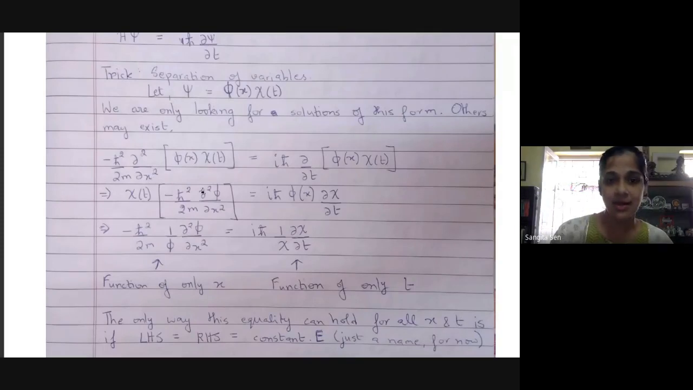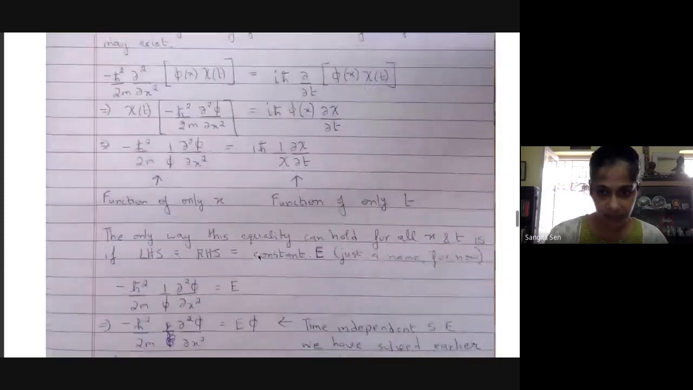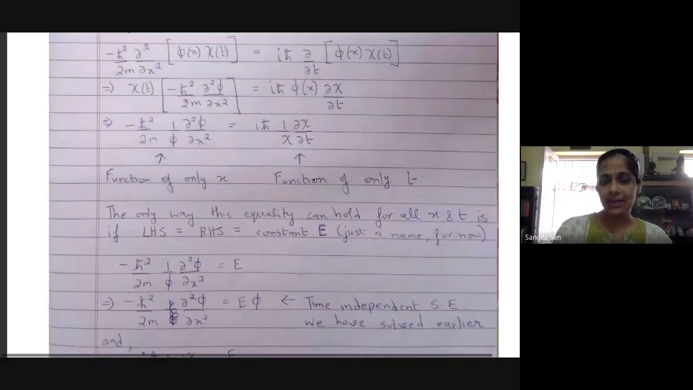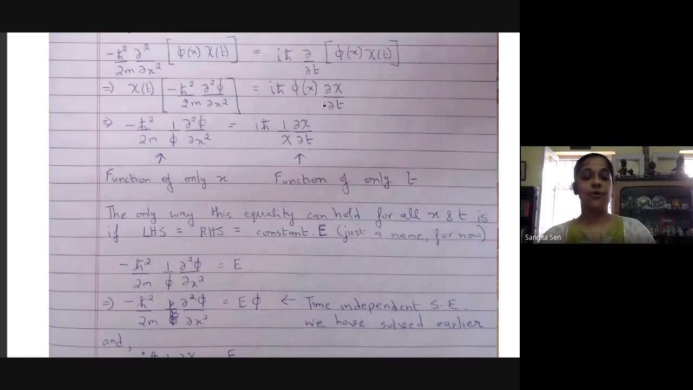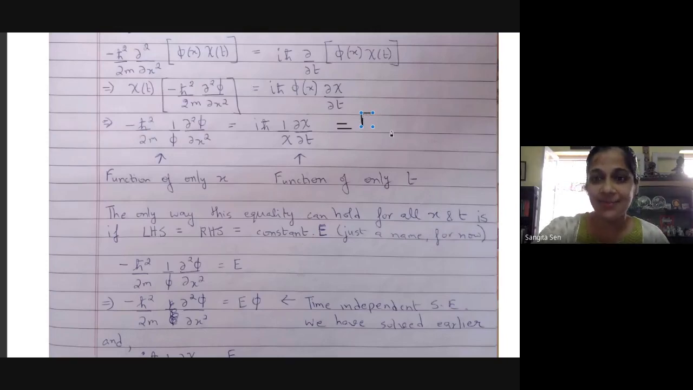We've taken a second derivative here, as you can see. This is with x, so chi of t has come out. Over here you're only doing del del t, so phi has come out, and I have moved chi to the right and phi to the left. And the only way in which this can be satisfied for all x and all t is if both sides are actually equal to some constant.